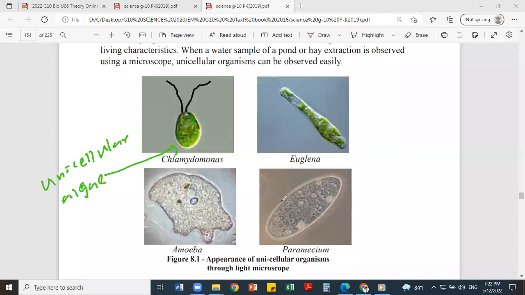Now Euglena also, you can see, is not an alga. It is a protozoa. There is a separate group of organisms called protozoa. This one is also photosynthetic. Both of these are photosynthetic. Euglena, you can see the name is in italics because it is a scientific name. Both of these are photosynthetic and aquatic. All are aquatic.